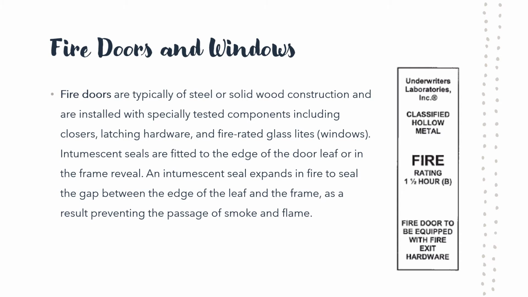Fire doors are typically of steel or solid wood construction and are installed with specially tested components including closers, latching hardware, and fire-rated glass lights like windows. Intumescent seals are fitted to the edge of the door leaf or in the frame reveal. An intumescent seal expands in fire to seal the gap between the edge of the leaf and the frame, as a result preventing the passage of smoke and flame.